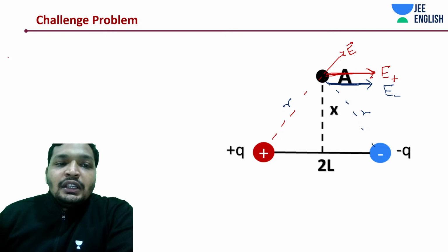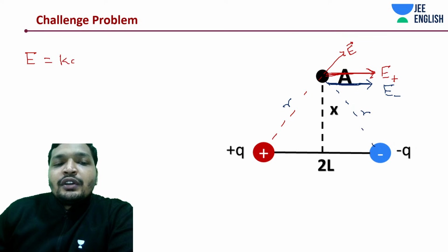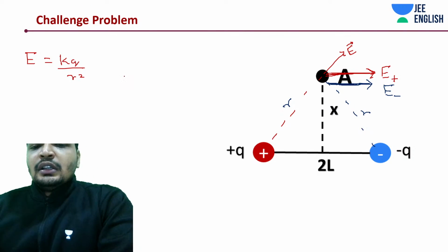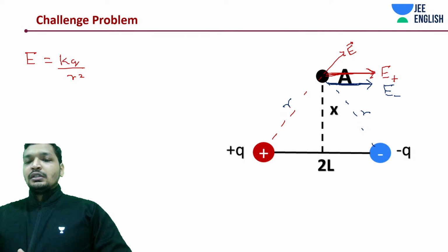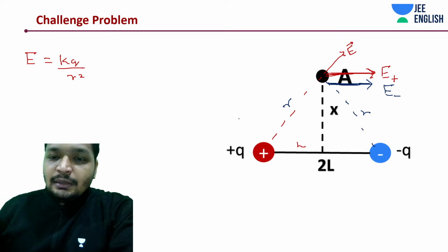What's the magnitude of E? Due to one of the charges, it's K into Q divided by R square, and we know the value of R square. How much is it? It's going to be under root of X square plus L square. This is L. Okay, let's just keep that point in mind.